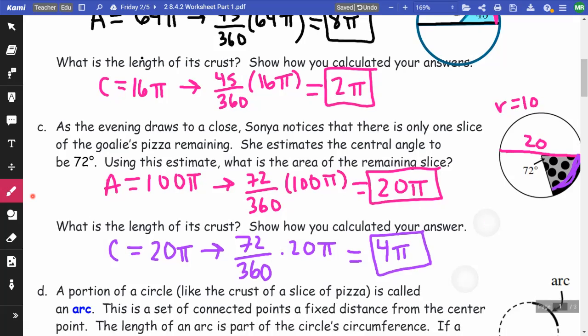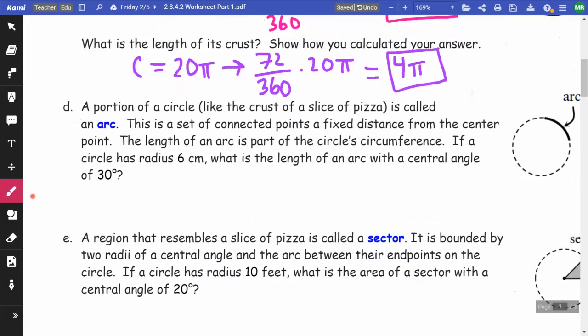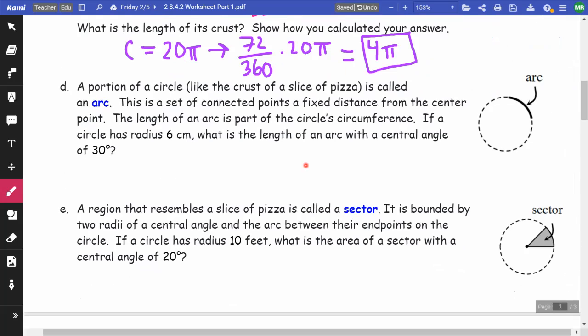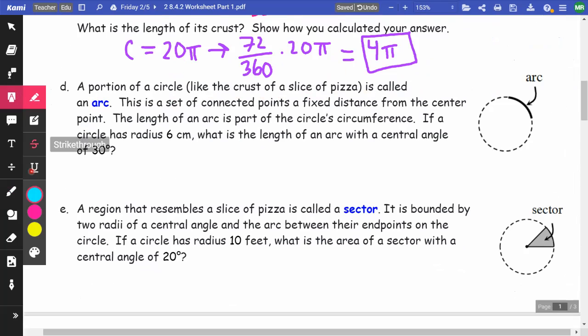Now, next question. It says a portion of a circle like the crust of a slice of a pizza is called the arc. Okay, so this is going to be important here. A portion of a circle like the crust of a pizza is called an arc. Okay, this is a set of connected points, a fixed distance from the center point. The length of an arc is part of the circle's circumference. Okay, so I'm just going to highlight this. The length of the arc is a part of the circle's circumference, just like I was doing before.